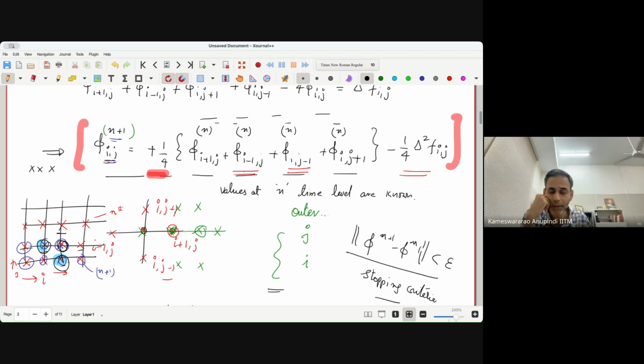Okay, but then, unfortunately, point Jacobi method doesn't make use of the latest values. It makes use of the old values which are still there. As a result, the convergence of the point Jacobi method is a little slower. Okay, it's actually half that of the Gauss-Seidel method.